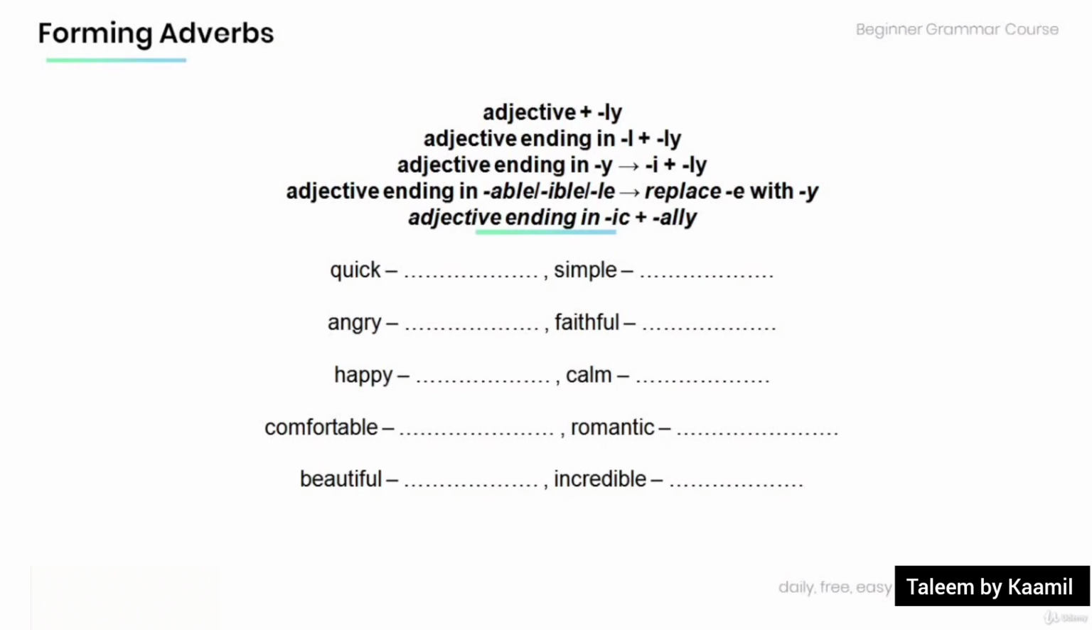And now, let's review forming adverbs and practice a bit. Remember that we form adverbs by adding ly to an adjective. And when adjectives end in L, we add ly. When adjectives end in Y, we change the Y to I, then add ly. And when adjectives end in able, ible, le, we replace the E with Y. And when adjectives end in IC, we simply add ALLY.